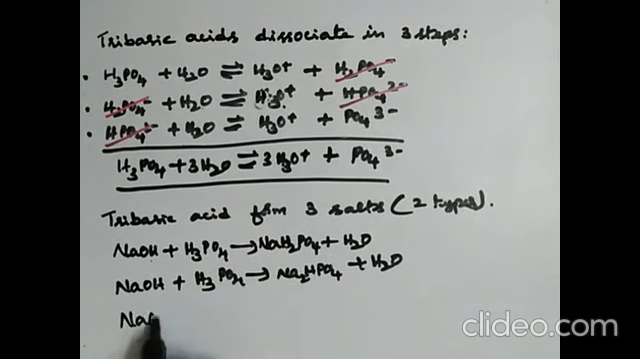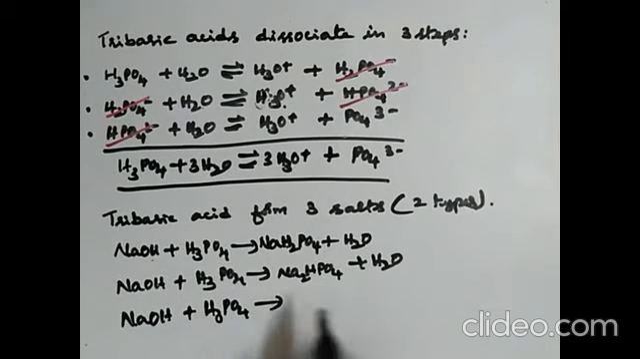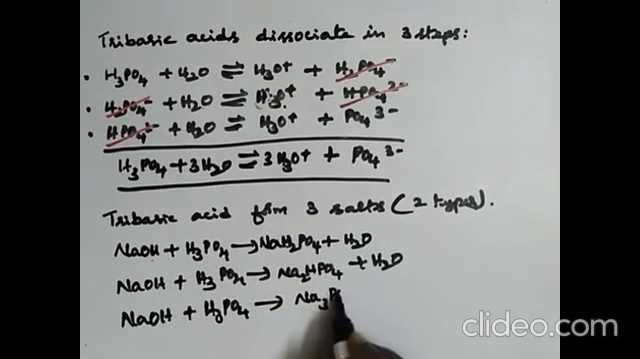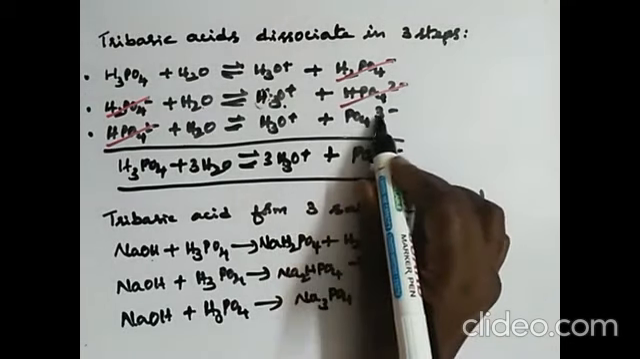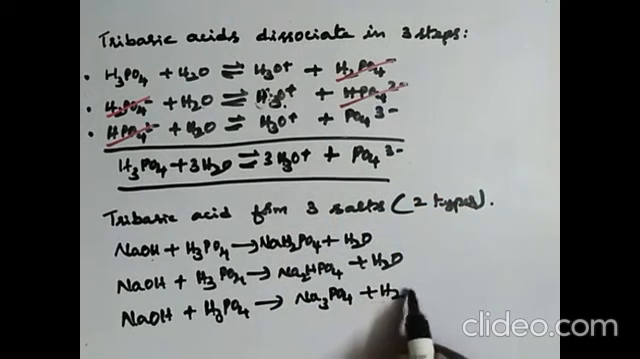The third salt which is formed with sodium hydroxide and phosphoric acid is a normal salt. Here there is a complete replacement of the hydrogen of the acid. There is complete neutralization of the acid and base here. So you get a salt being formed, that is Na3PO4. You can see PO4's valency is 3. So therefore it is Na3PO4 plus H2O.